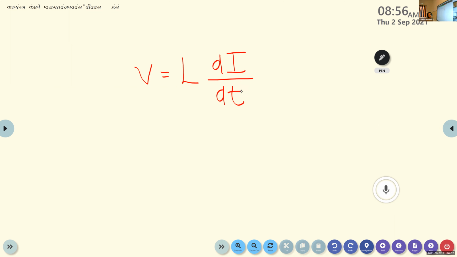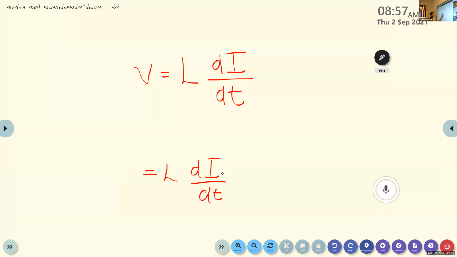Are you familiar with this equation? This is the same equation for induced EMF for self-induction. Instead of this V, we are using E. E is equal to L into di by dt. So this is the general expression for calculating the induced EMF that develops in an inductor.